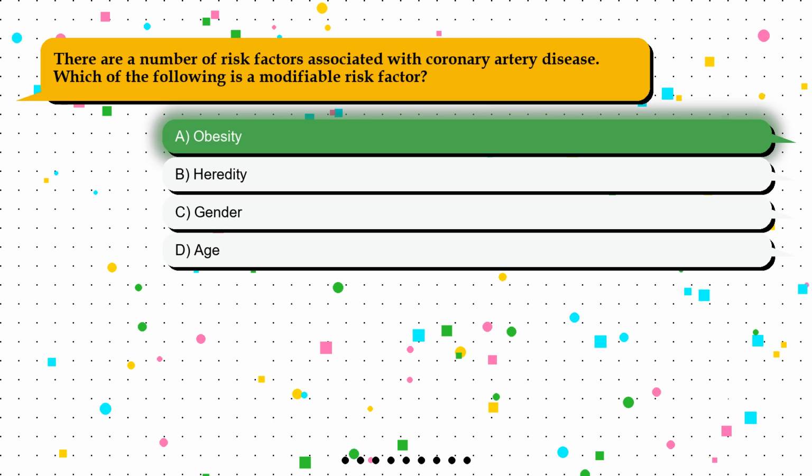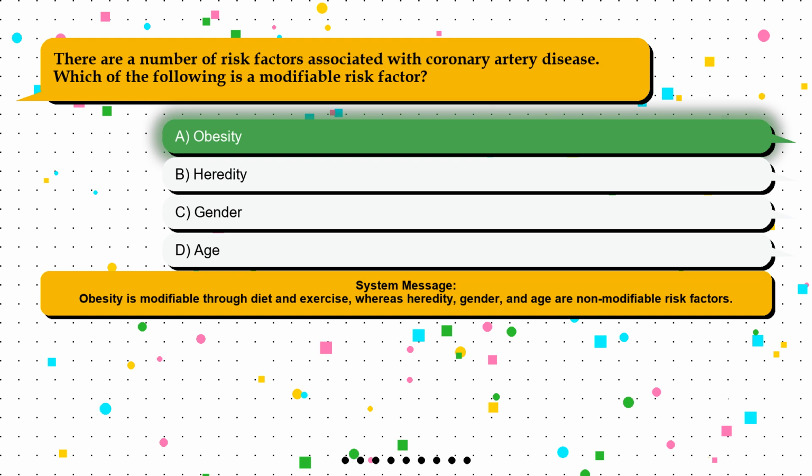The correct answer is option A, obesity. Obesity is modifiable through diet and exercise, whereas heredity, gender, and age are non-modifiable risk factors.